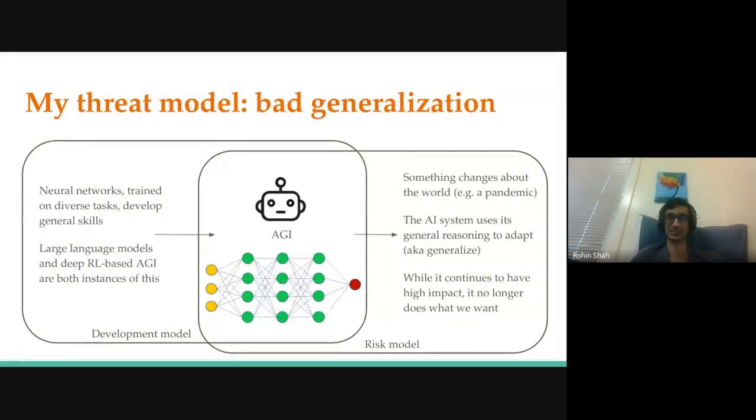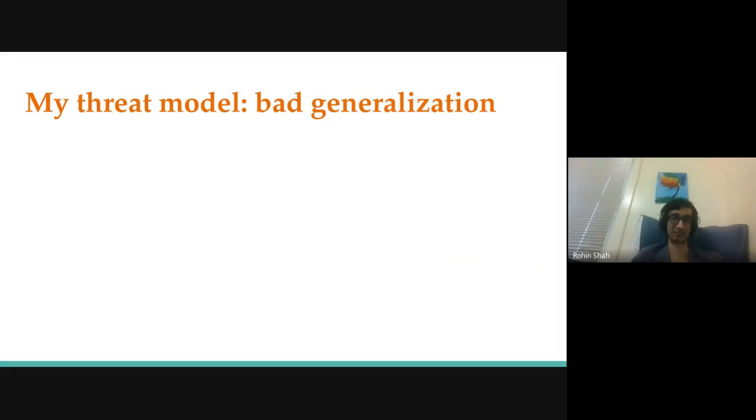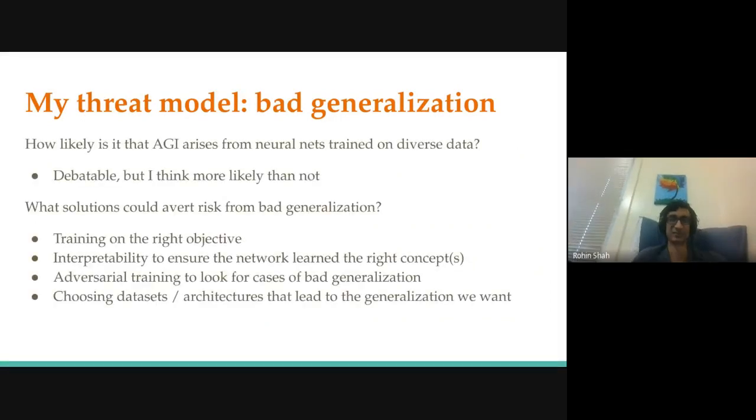Cool. So under this threat model, we can once again ask our questions. How likely is it that AGI arises in this way? It's, again, still not a slam dunk, but I think it is more likely than not. And as in, I do in fact assign greater than 50% credence to this claim.